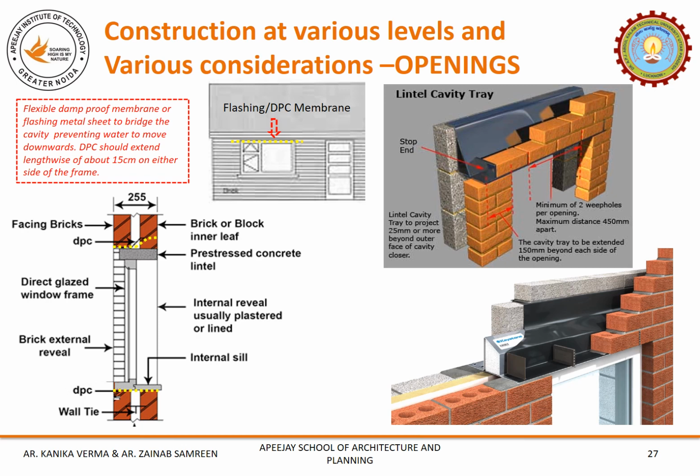This lintel cavity tray should be projected 25 mm or more beyond the outer face of the cavity closure as well. However, in contrast to this arrangement, the image at the right below corner shows another possibility where there is no flashing component but a non-permeable black plastic or a rubberized sheet has been placed on an angle box channel, which is serving both the purpose of directing the water towards the weep hole and stopping the dampness. The required angle has been created by the box kept below the non-permeable membrane.